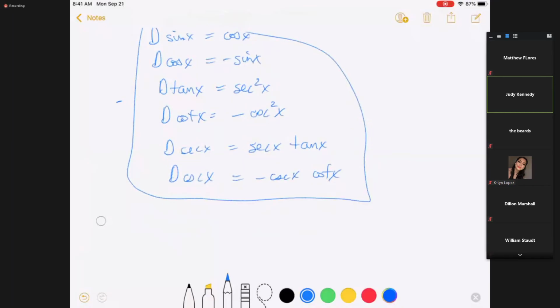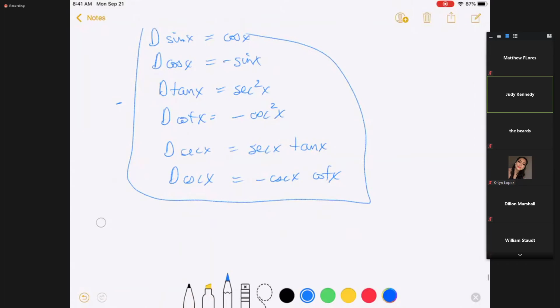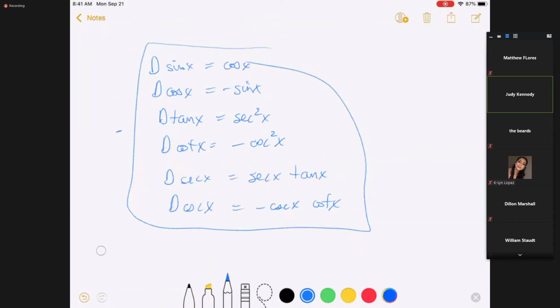Let's see, how much time do I have left? About 14 minutes. Okay, we're going to do lots of problems now with these functions involved, but maybe I'll save that for tomorrow. Let me just go through a quick review of these trig functions.